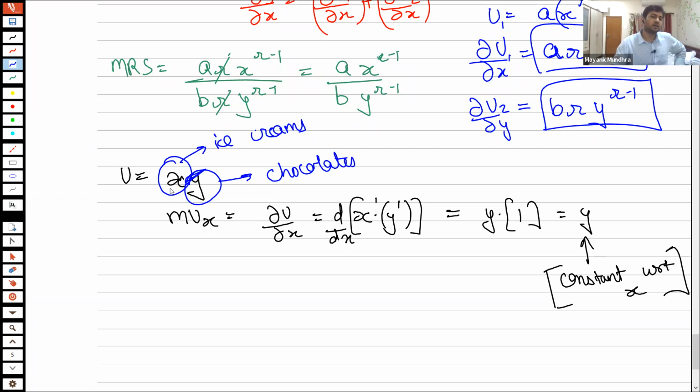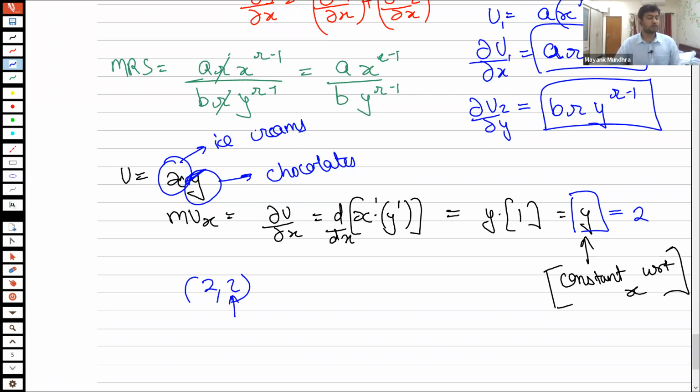So I'm saying that the marginal utility of good x is y. Suppose you are at the point 2, 2, so you are consuming 2 ice creams and 2 chocolates. Your marginal utility of ice cream is 2 because your y is 2. Now suppose I give you one more ice cream. Instead of 2, 2, you go to 3, 2.